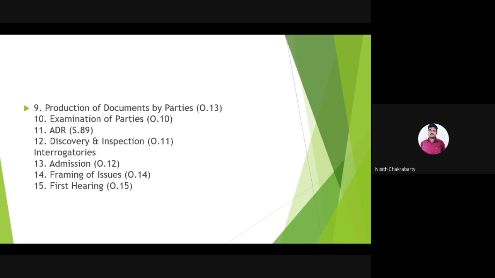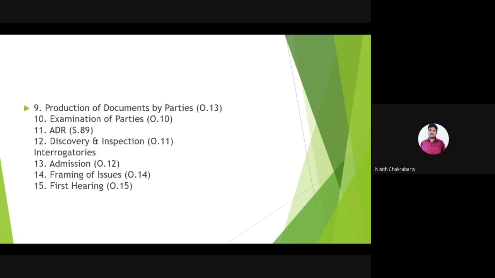Then there will be discovery and inspection. Court can put any interrogatories. Court can inspect. That we will read order 11. Then if there is any admission by any parties according to the examination or discovery and inspection that was imposed by the court, if there is any admission by the party, so that will be studied. That is admission under order 12.